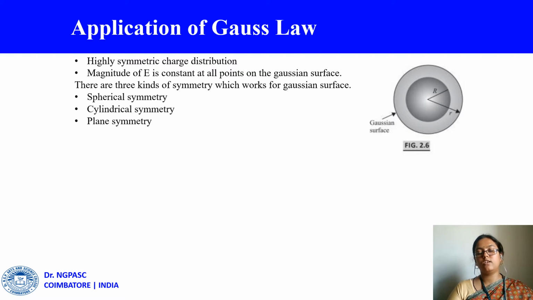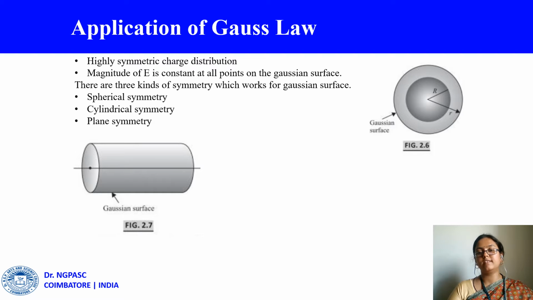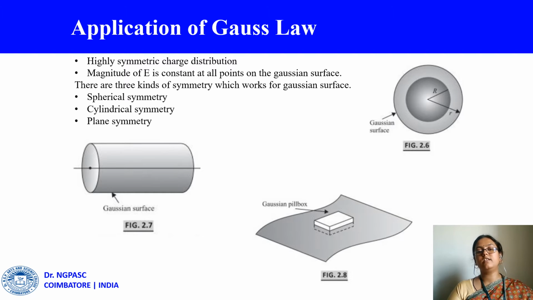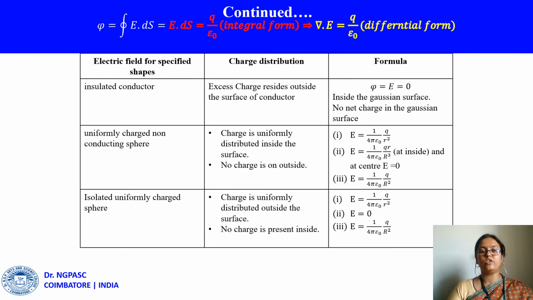So this one is the diagram for spherical symmetry, this is for cylindrical, and this is for plane symmetry. One more small piece of information: the equation phi is equal to the closed integral of E dot ds is equal to q by epsilon naught is the integral form of Gauss law, while the differential form of Gauss law is del dot E, that is divergence of E, is equal to q by epsilon naught.